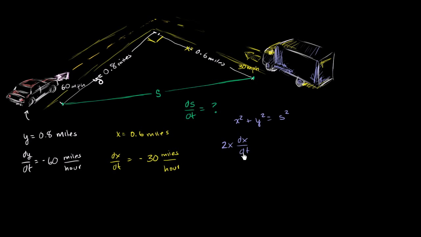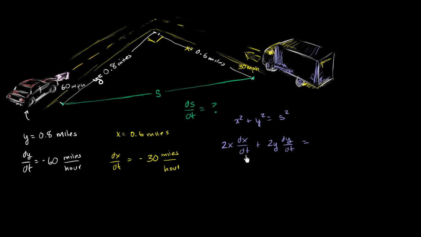Once again, just the chain rule. Derivative of something squared with respect to the something times the derivative of the something with respect to time. And we use similar logic right over here when we want to take the derivative of y squared with respect to time. Derivative of y squared with respect to y times the derivative of y with respect to time.